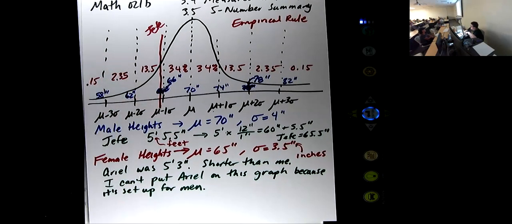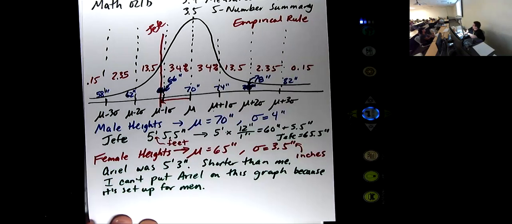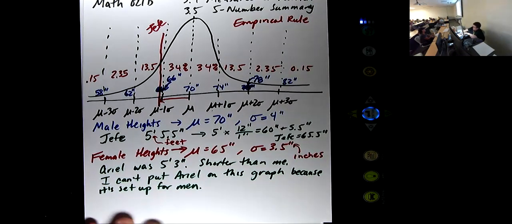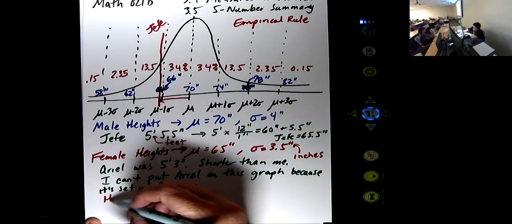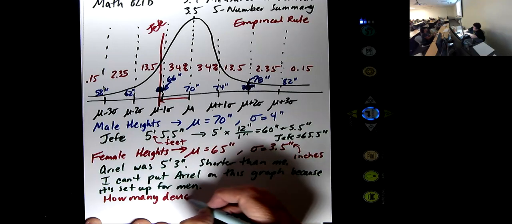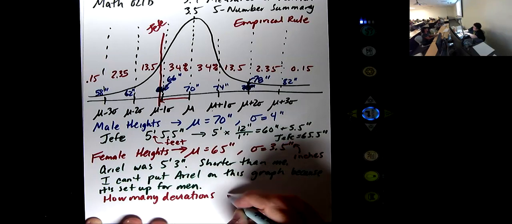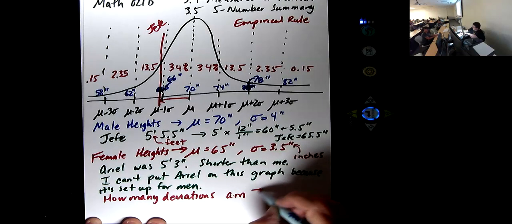So if I want to see which of us is shorter relative to our gender, what I'm really looking for is how far away I am from the mean. So another way of wording this question is, how many deviations am I away from the mean?